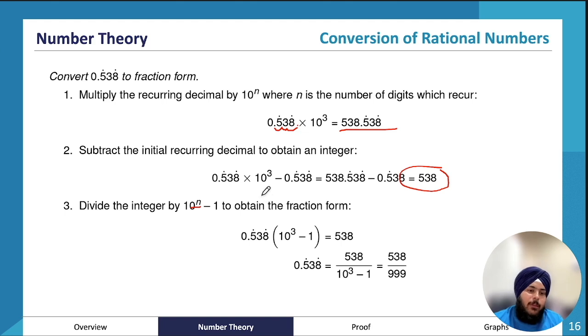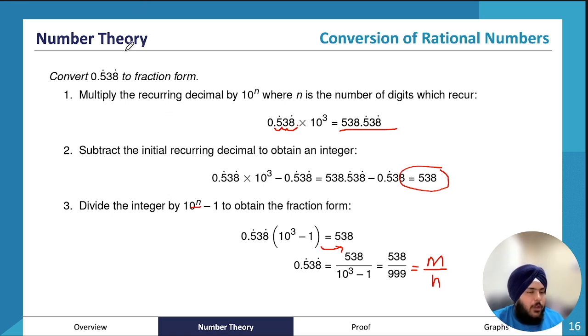Once we do that, we will get the fraction form, because if you think about it, 0.538 recurring times this gives us 538. So if we want to write 0.538 recurring as a fraction, we just divide 538 by 10 to the power of 3 minus 1, and that's how we get it in the form m over n, or in a rational form. I hope that makes sense. It's a little bit complicated, but once you understand it, it just makes sense.